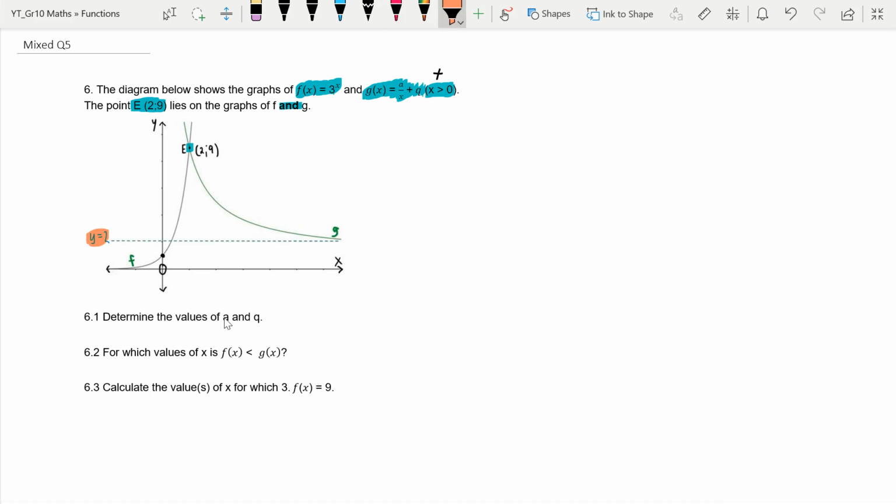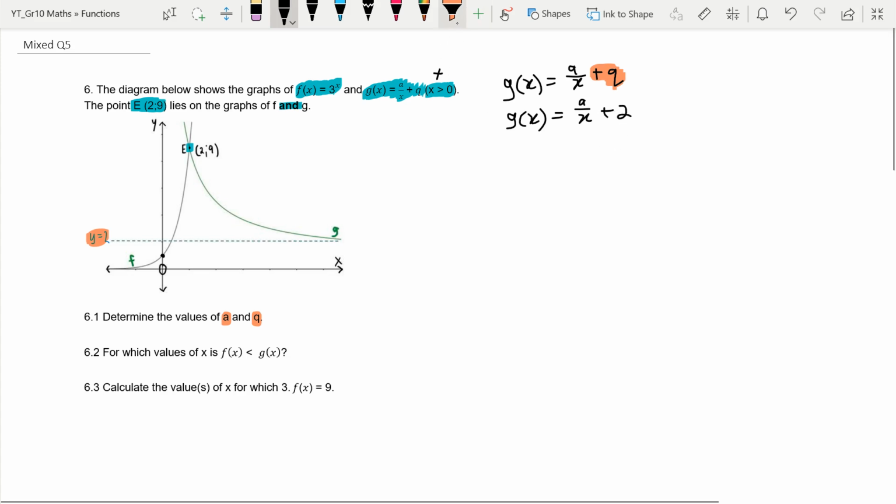It says that we need to determine the values of a and q. So basically they are asking us to find the equation for the hyperbola, a over x plus q. All right, what information can we use? Well, we need to know that that gives us our horizontal asymptote. So we can plug that in there. It is given on the sketch. So so far we've got a over x and then plus 2 that we read just from the diagram.